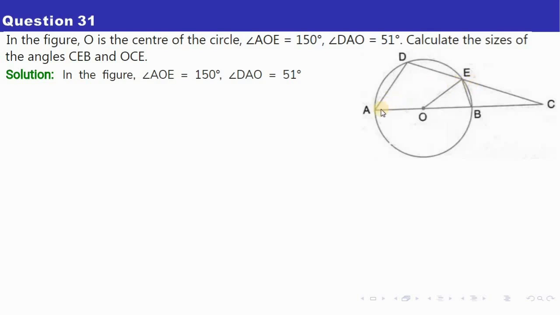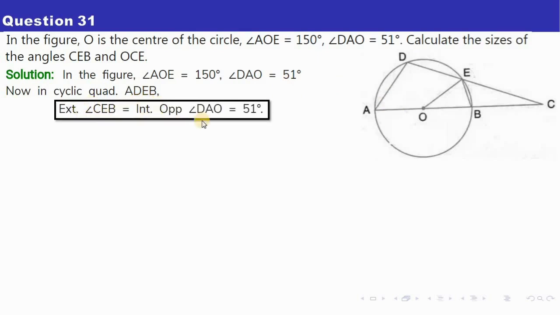So CEB, that is this angle, and this angle are going to be equal, and we already know the value of this angle, which is how much? 51 degrees. So in the cyclic quadrilateral, the external angle CEB will be equal to the interior opposite angle DAO, which is 51 degrees. So the value of angle CEB is nothing but 51 degrees.